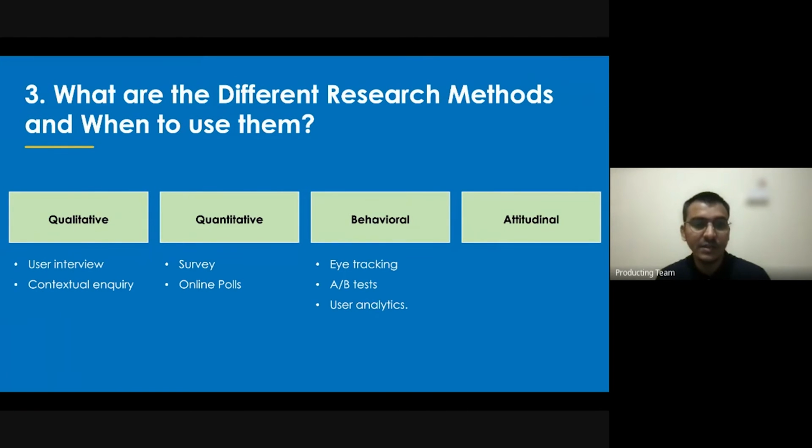Under behavioral methods, we use eye tracking systems. We do A/B testing. We do user analytics to understand users' behavior. And for attitudinal, again, we use user interviews and surveys.